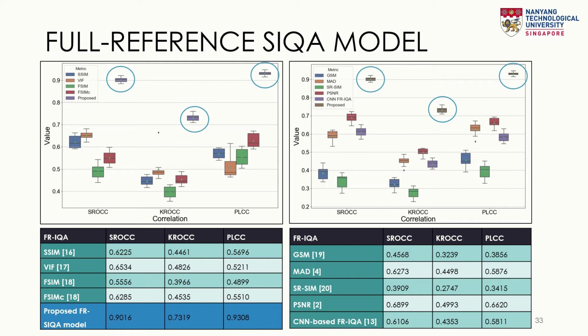PSNR is the next best metric despite being a pixel difference measurement, which usually is reported to not correlate well with the human visual system. The CNN-based FR-IQA model trained on KADID-10K database of artificially distorted natural images performed worse off as well.